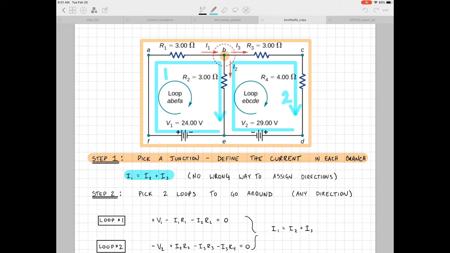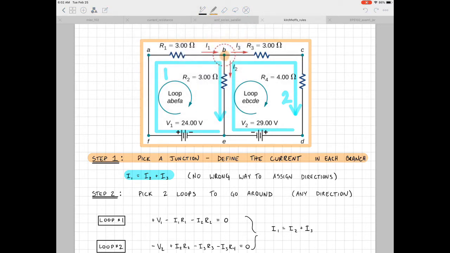If at the end you get a negative value for one of your currents, what that means is that you just picked the wrong direction to start. Say our current I3 comes out negative here. Well, if it comes out negative, it just means that that arrow should have really been drawn going into the junction rather than coming out. So I think in this example, we'll actually see that play out. So step 1, pick a junction, define your currents. All right, we've done that.